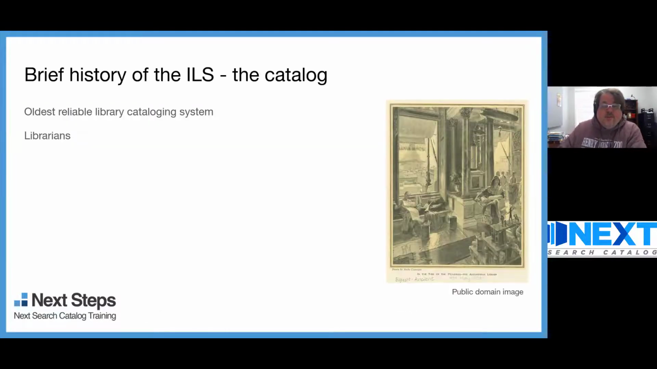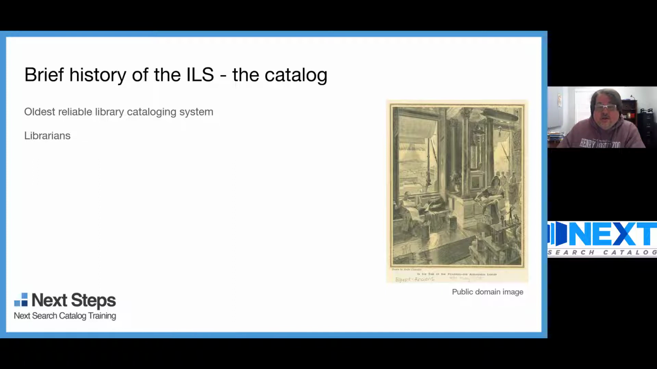So we'll do a quick brief history of the ILS. The first major component of an ILS is the catalog, so let's start there. The first catalogs were simply the librarians. In 10 BC in Rome, if you wanted something out of the library, you would go find a librarian. That's just the way it worked. The libraries knew everything that was in the library, and so when you wanted to find something, you talked to them. There are some drawbacks to that, though.